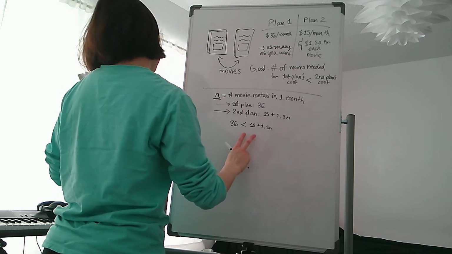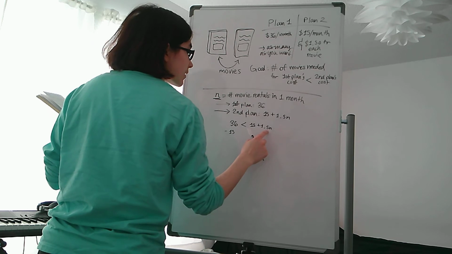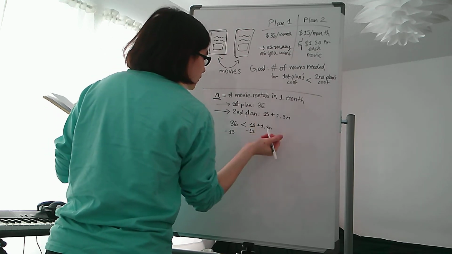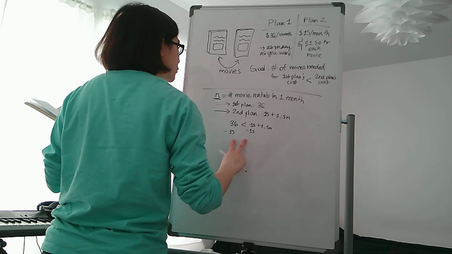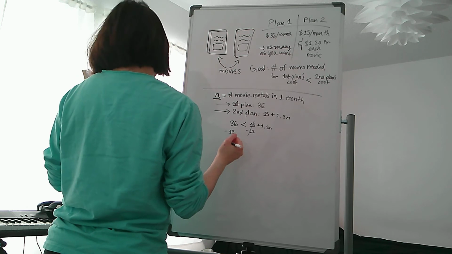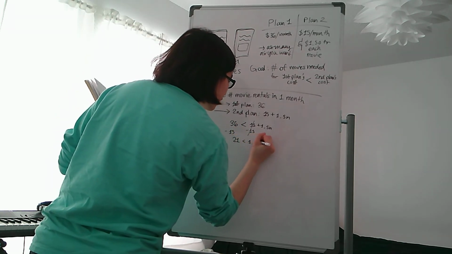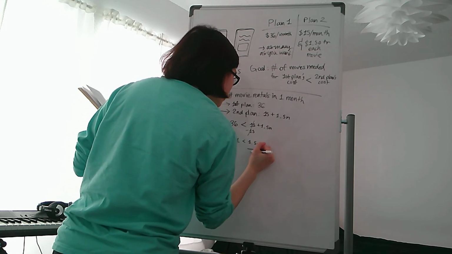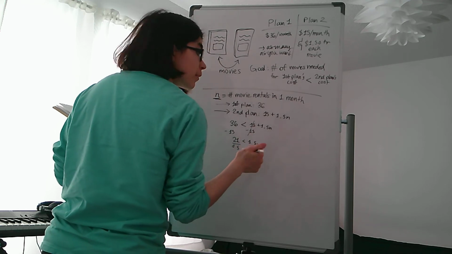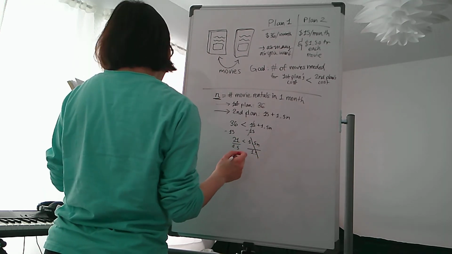Now it's just a matter of simplifying. I want to isolate this variable, make it by itself. So I'm going to get rid of 15 by subtracting 15 from both sides, so it cancels out over here. 36 minus 15 is 21, so we have 21 is less than 1.5n. Finally, we're going to divide both sides by 1.5 to make n more alone.